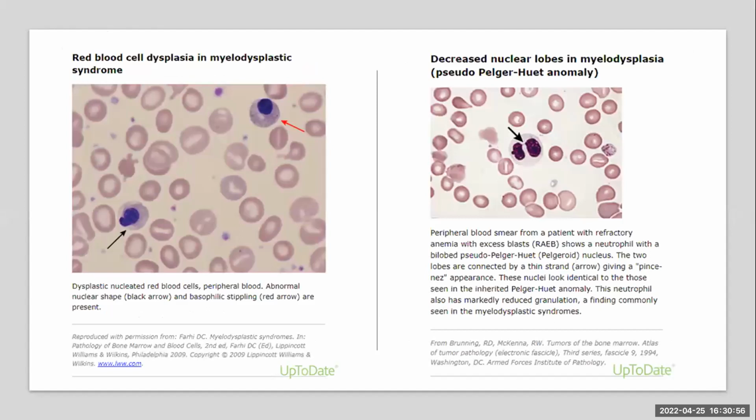These pictures are just showing some common dysplastic changes that we see in MDS. On the left here, we're just showing dysplastic red cells, and then dysplastic enucleation here, and then the red arrow showing basophilic stippling. And then to the right, we see the ever popular pseudo-Pelger-Huet abnormality that we see in neutrophils.